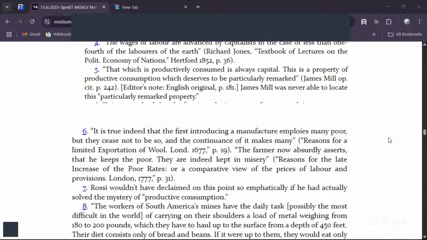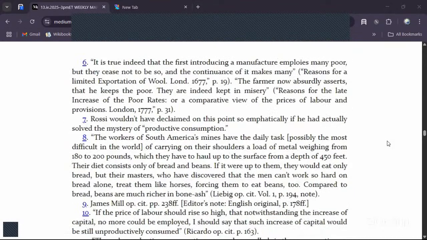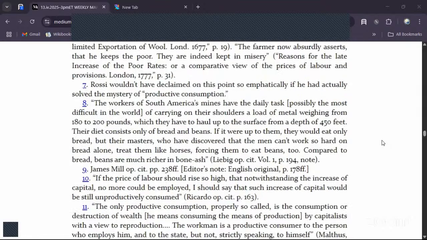And note 6. It is true indeed that the first introducing a manufacturer employs many poor, but they cease not to be so, and the continuance of it makes many. The farmer now absurdly asserts that he keeps the poor. They are indeed kept in misery. And note 7. Rossi wouldn't have declaimed on this point so emphatically if he had actually solved the mystery of productive consumption.